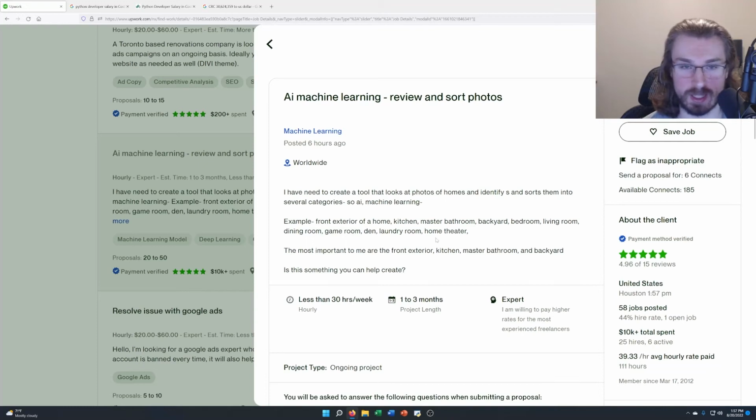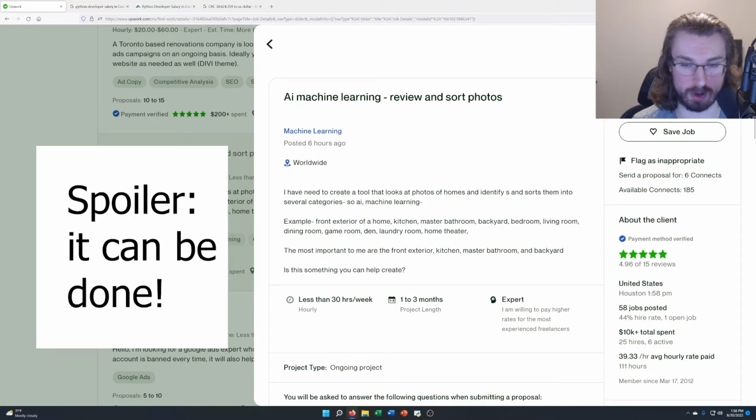Okay, so this project is taking pictures of a home and then having an algorithm take the photos and say, this is the front door, this is the kitchen. So they want the outside of the home, and they also want the inside of the home. I don't know if a machine learning algorithm would be able to do this.